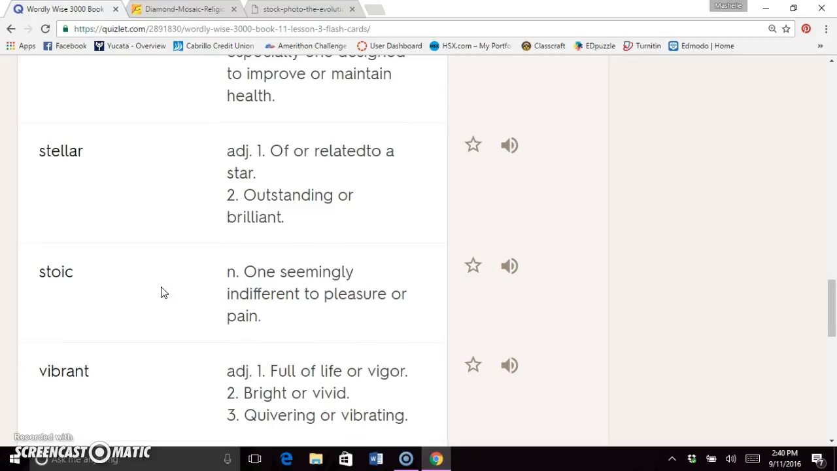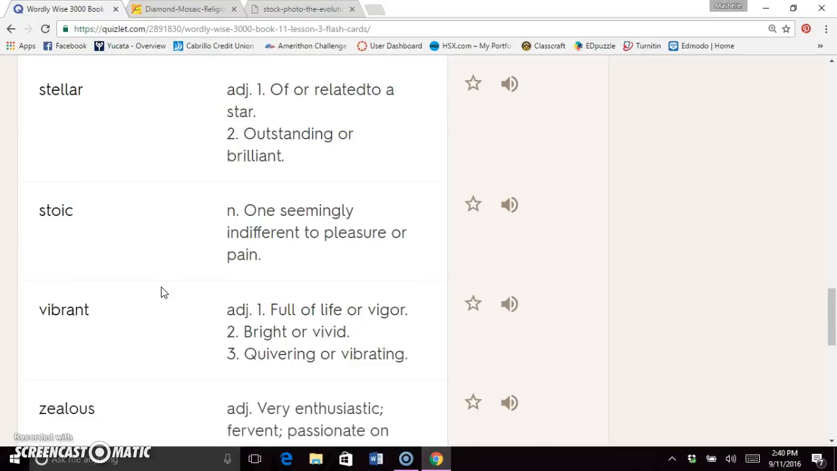Okay, the next one, stellar, is an adjective. It's of or related to a star, or outstanding, or brilliant. So stellar itself means star. So if you look up in the sky and you see a star, it's stellar. But it's also on the other side of something being outstanding or brilliant. So it's that object that shines, that's bright, that's very brilliant in essence.